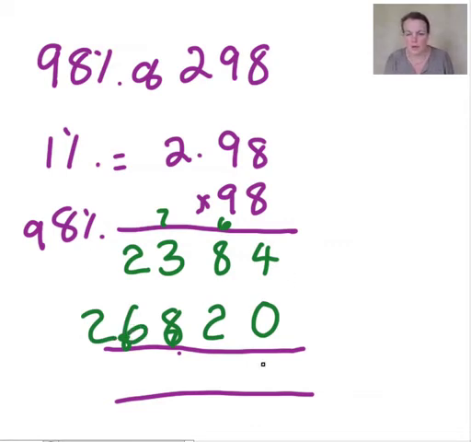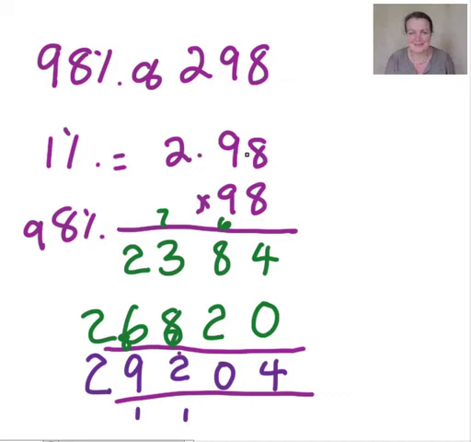Add it up. 4, 10, carry the 1. 11, 12, carry the 1. 6, 8, 9, 2. How many numbers after the decimal point? 1, 2. Count in 1, 2. 98% of that is going to be just under 298, isn't it? 292, just below. Should we check the answers? Yes, we got that one right.